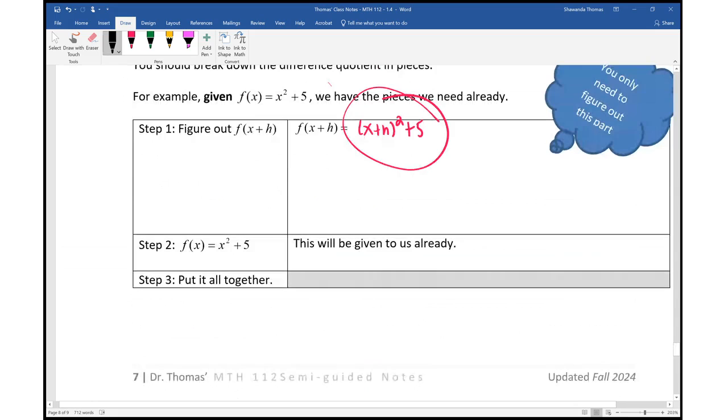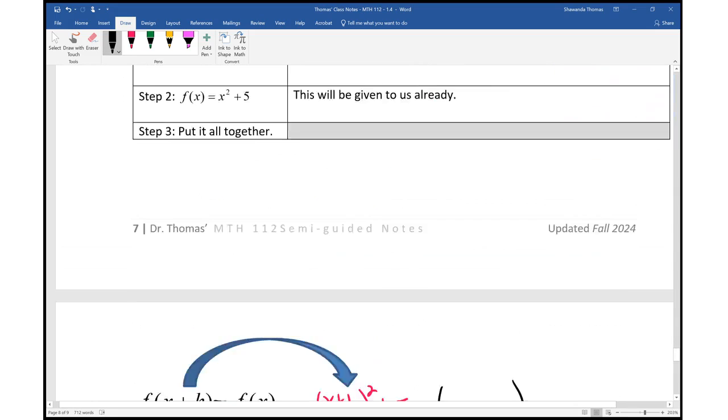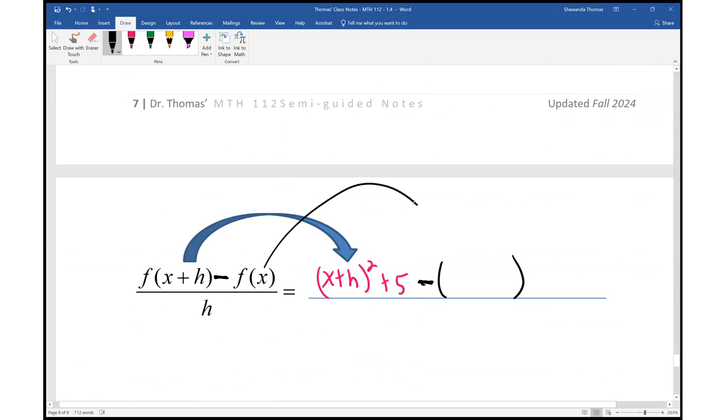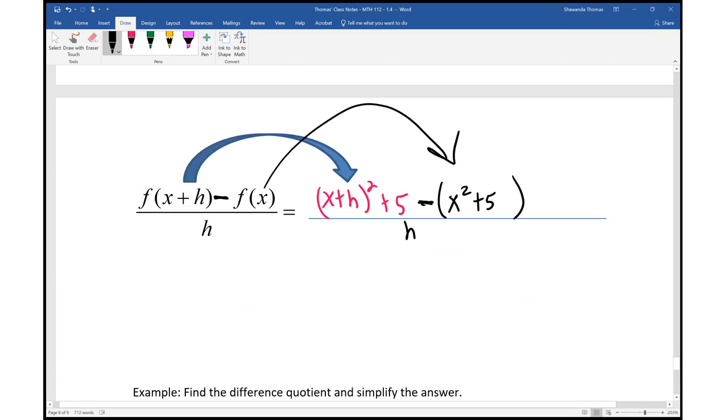All right, so the original f of x is here. x squared plus 5. So we're going to replace the f of x with what is equal to x squared plus 5. And then you always just put it over the h. You just carry the h over. And then we're going to simplify this, and we are done.